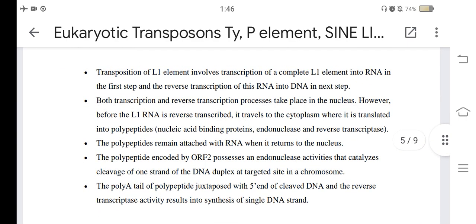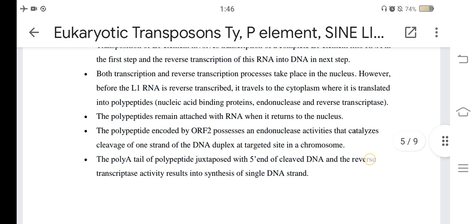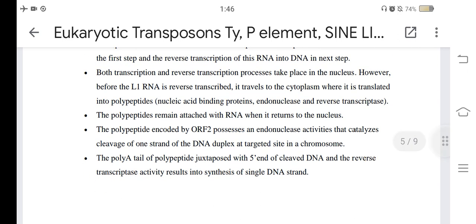Transposition of an L1 element involves transcription of a complete L1 element into RNA in the first step, and reverse transcription of this RNA into DNA in the next step. Both transcription and reverse transcription take place in the nucleus. However, before the L1 RNA is reverse transcribed, it travels to the cytoplasm where it is translated into polypeptides: nucleic acid binding proteins, endonucleases, and reverse transcriptase. The polypeptides remain attached to the RNA when it returns to the nucleus.